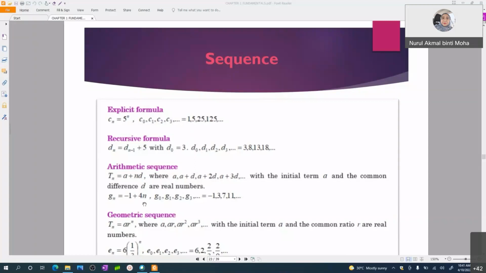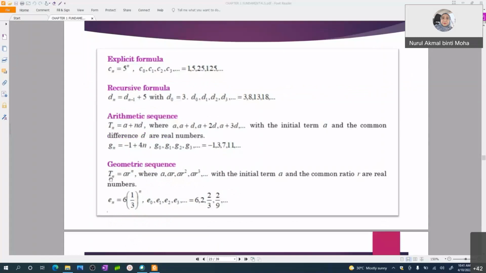And then we have the geometric sequence. For the geometric sequence, t_n equals a r to the power of n. Sorry, r to the power of 0 gives you 1. That's why we start with a, so the first element will be a. Then you have a, ar, ar squared, ar cubed, and so on. a is the initial term, and the common ratio is represented by r, which is a real number.